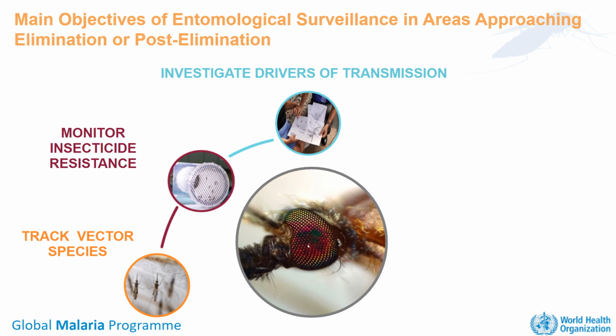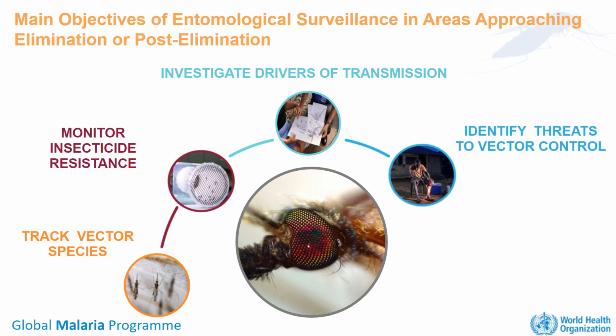Fourth, entomological surveillance can help identify threats to vector control. For example, the relative proportion of transmission occurring outdoors may increase as a result of effective control of indoor biting or indoor resting vectors. Vectors may be monitored to detect any significant change in the location in which transmission takes place in order to decide whether supplementary interventions are required, such as new tools for control of outdoor transmission.